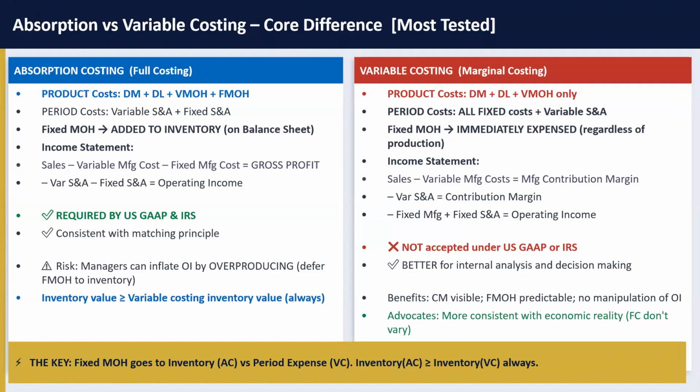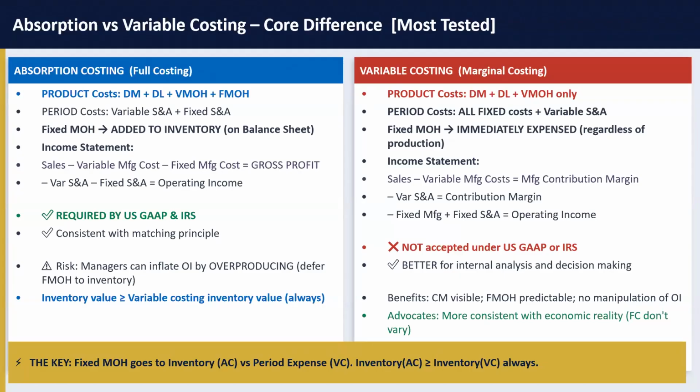Now, US GAAP is accepting absorption costing, but not variable costing. Why is it so? Again, the same reason. Here, variable costing is treating one of our product costs, fixed MOH, as a period cost. That's why it's rejected. Then, the risk in absorption costing is that there is a possibility for managers to inflate your operating income by overproducing. When you overproduce the products, your inventory will grow. I told you inventory and COGS always have an opposite relation. If your ending inventory is more, COGS will obviously be less. If your COGS is less, it will inflate your operating income. That's a trick managers can follow in absorption costing.